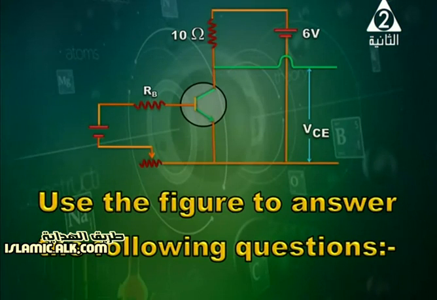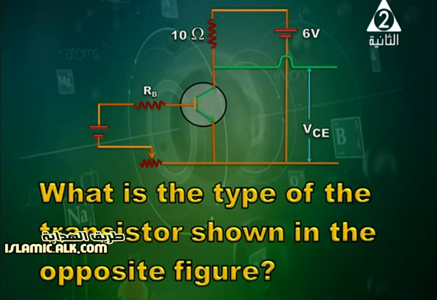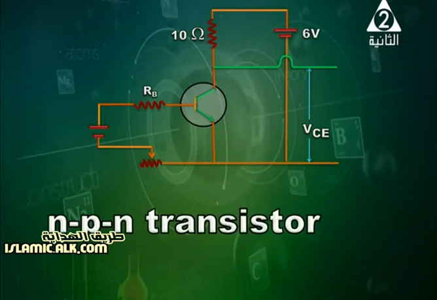Another type of questions, it is about the transistor. Okay, use the figure shown in front of you to answer the following questions. What is the type of the transistor shown in the figure? Okay, you can determine the type of the transistor from the arrow on the emitter. So it must be NPN transistor. It is NPN transistor.